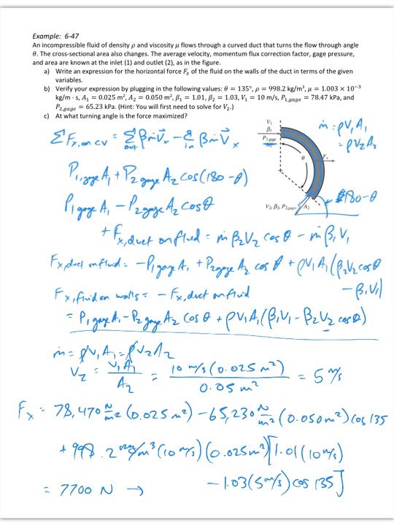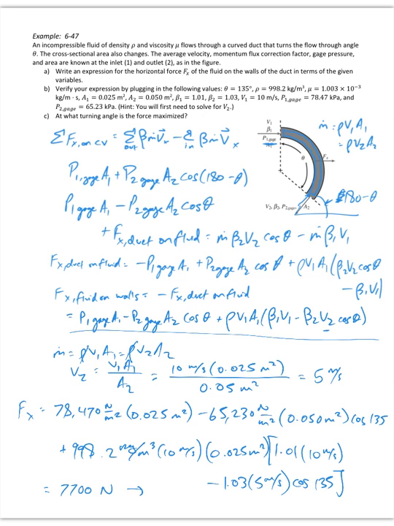Part C says, at what turning angle is the force maximized? Well, you can think about it a couple of ways. I mean, for one, the further this turns around, the greater the force. So 180 degrees is the correct answer. If we turn it from one direction to the other direction, that's the most force that we could have.